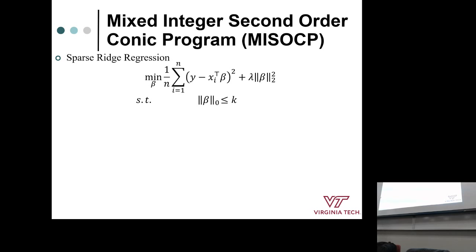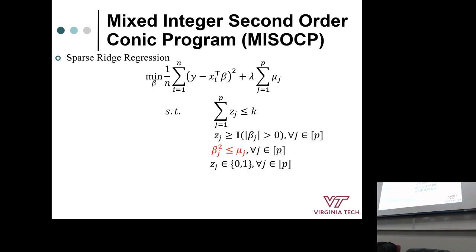Again, we're focusing on ridge regression, and this is the original formulation, and we have this zero norm constraint to enforce sparsity. So for this mixed integer second order conic formulation, essentially we don't want to have big M, because first of all, you need to do extra work to compute this big M. The other thing is that the model really depends on how you choose this big M. So we want to get rid of that.